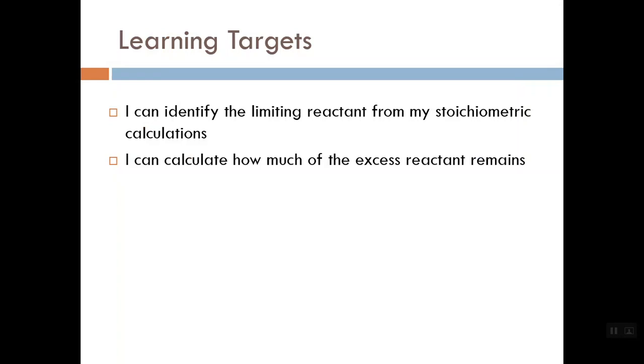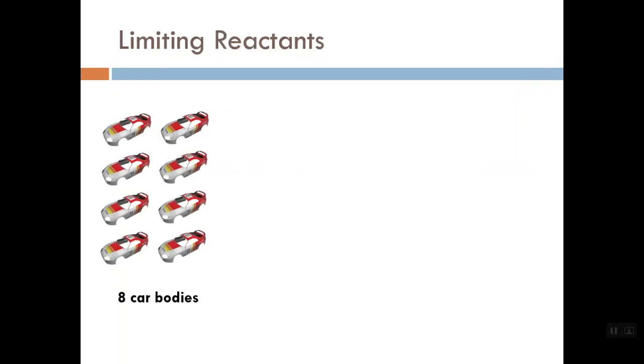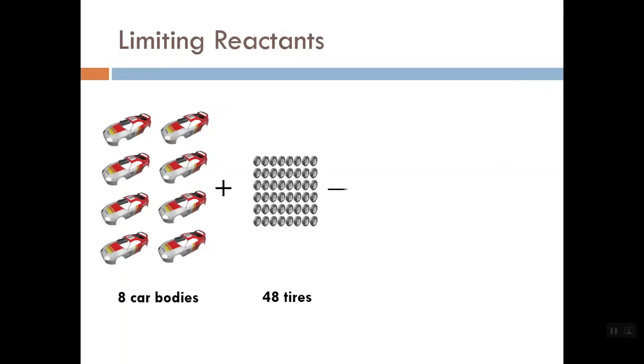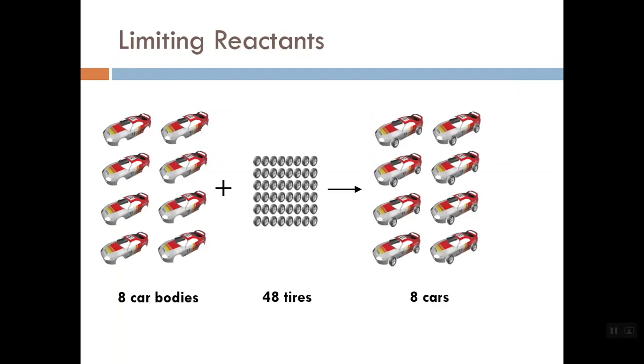We are building cars and we are given 8 car bodies. Each car needs 4 tires. If we're given 48 tires, how many cars could we make? We could make 8 cars. So if we made 8 cars and each car takes 4 tires, how many tires did we use? We used 32 tires. So how much is left over? Right, 16 tires are left over.